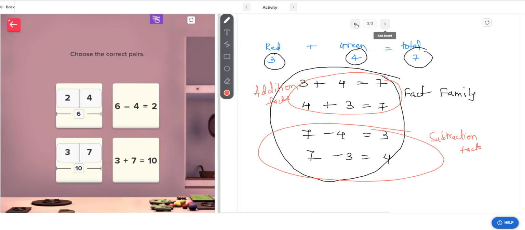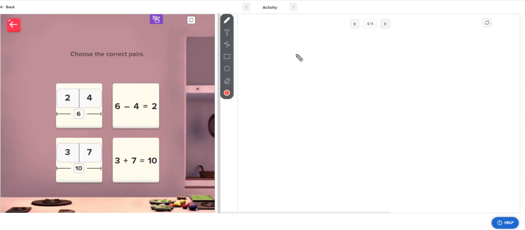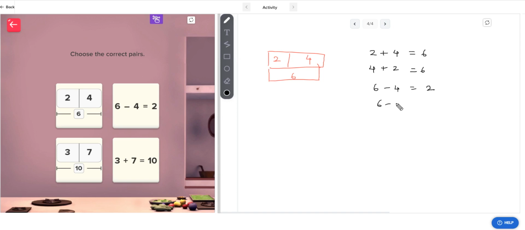Okay, let's try to choose the correct pairs here. If my members are 2, 4 and 6, right, as you can see, this is a tree, correct? And if I add 2 plus 4, how much do I get? 6. If I add 4 plus 2, again I get 6. But if I had to subtract, 6 minus 4 will give me 2 and 6 minus 2 will give me 4. So which fact is an option here? This fact right here, right? So these two will definitely be the correct pair.